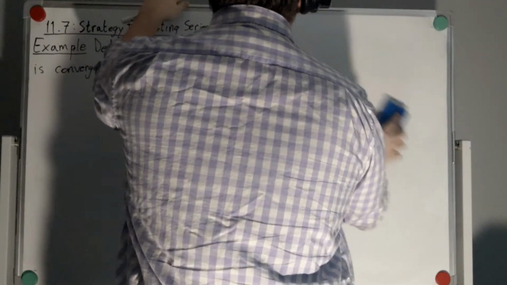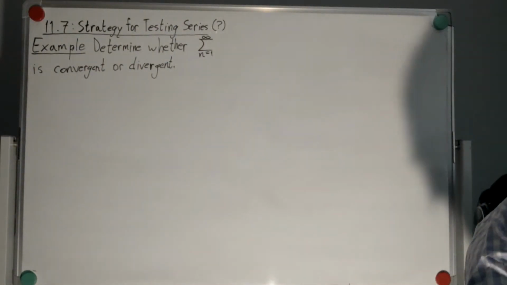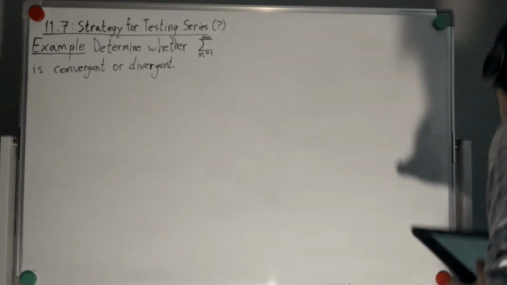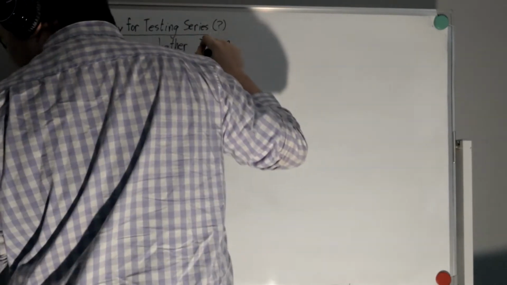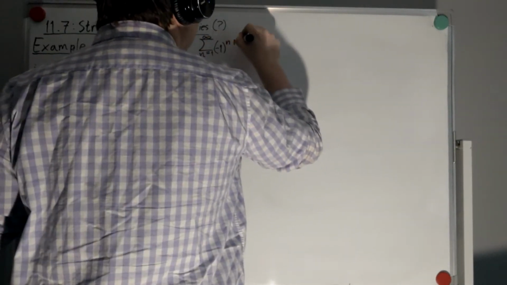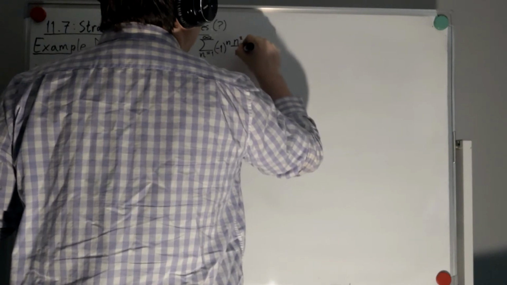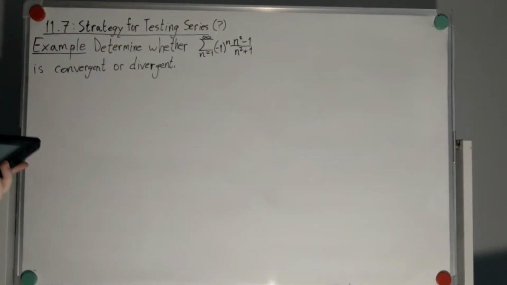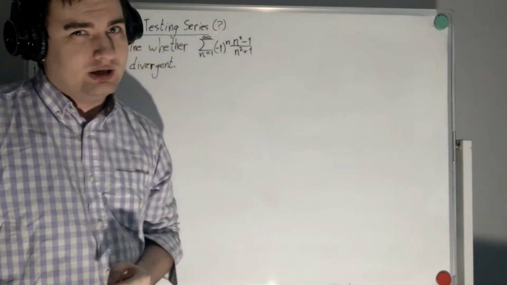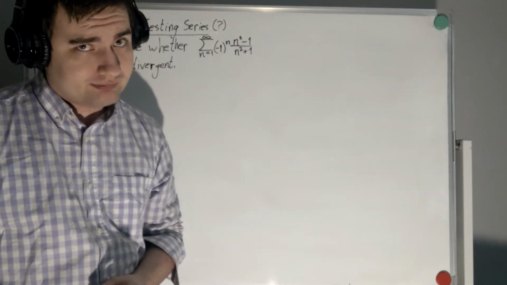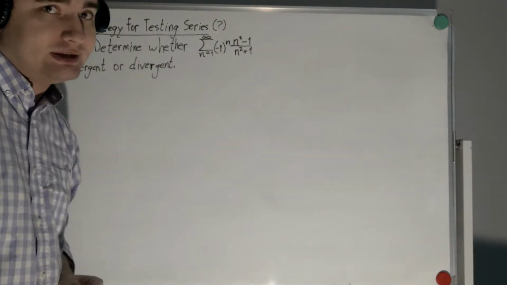All right, let's do another example. Let's suppose now we're dealing with the sum from n equals 1 to infinity of negative 1 to the n times n squared minus 1 over n squared plus 1. Well, this is an alternating series, but n squared minus 1 over n squared plus 1, that limit is not 0. So that means the alternating series test does not apply.